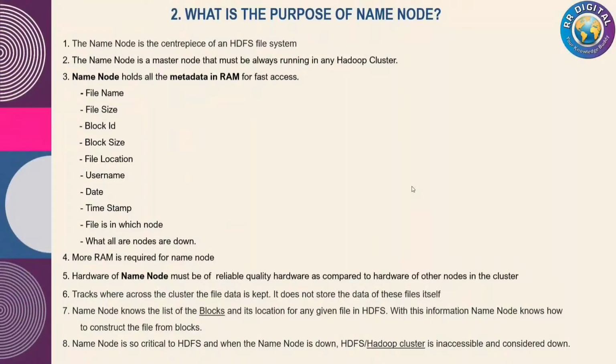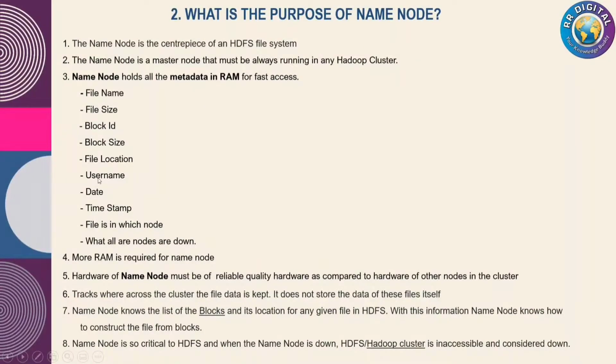What is metadata here? Metadata means file name and file size. That particular file, how much size? Either 1 terabyte or 1 GB or 10 GB or 10 MB. And a block ID, block size, file location. So that particular file exactly in which data center or which location, like is it in the India data center or US data center or a different location. That complete information it will store inside metadata.